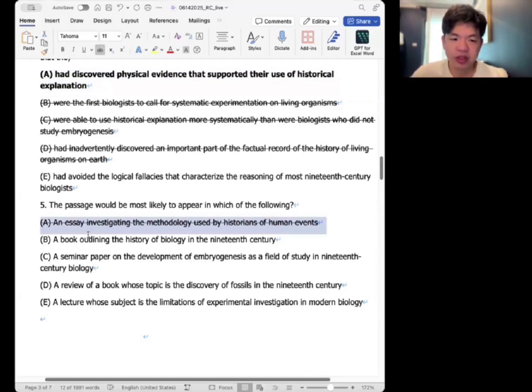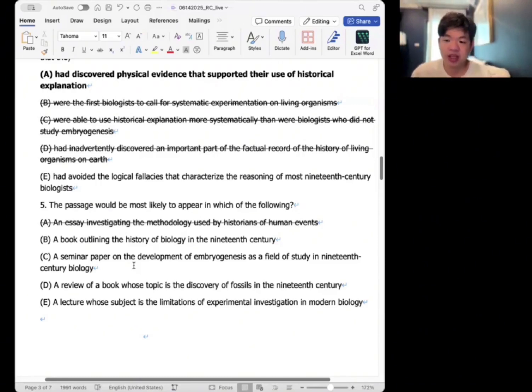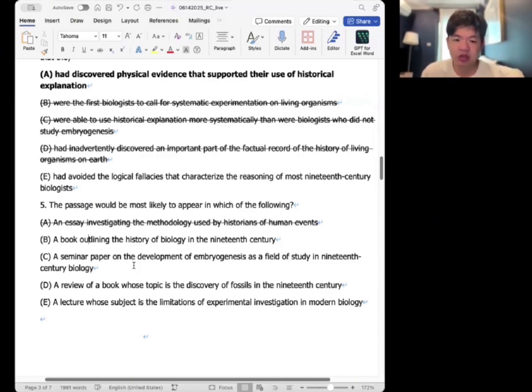Now let's move on to option B, which says this is an overview of 19th century history. A book used in biological research seems to fit, because indeed we are talking about the research methods of the author. Okay, so let's look at option C, which says something like this would be included in a seminar paper on the development of embryogenesis as a field of study in 19th century biology. Using the term embryogenesis, which means the formation of embryos, makes sense as a research topic.